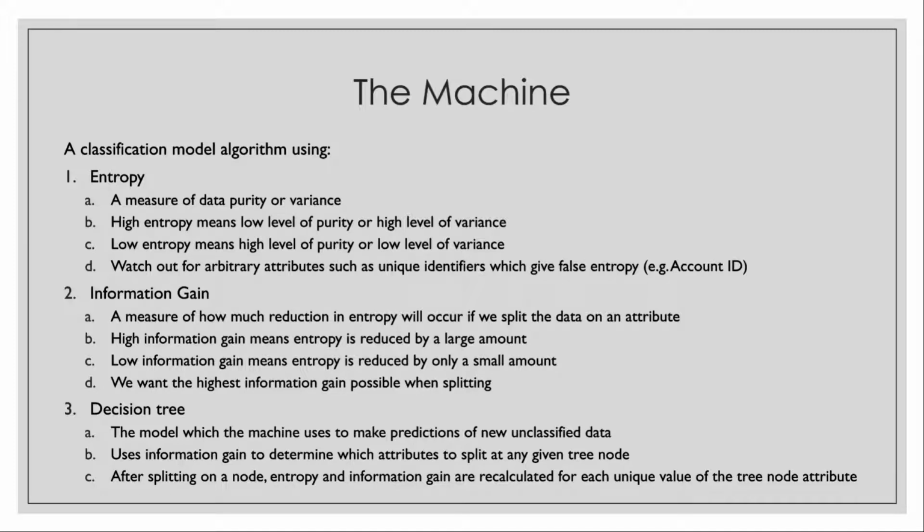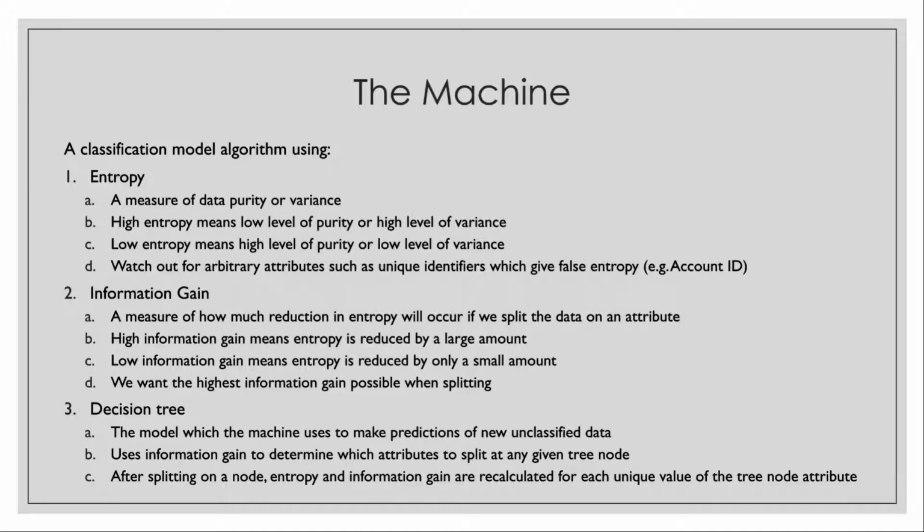The classification model algorithm uses entropy, information gain, and ultimately a decision tree. Entropy is used to measure the data purity or variance. With high entropy, we have a low level of purity and a high level of variance. So we really don't want that. We want low entropy. We need to watch out for arbitrary attributes such as unique identifiers like account IDs, because those can give us false entropy.